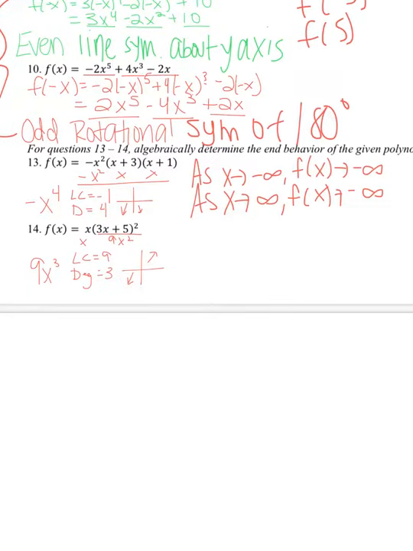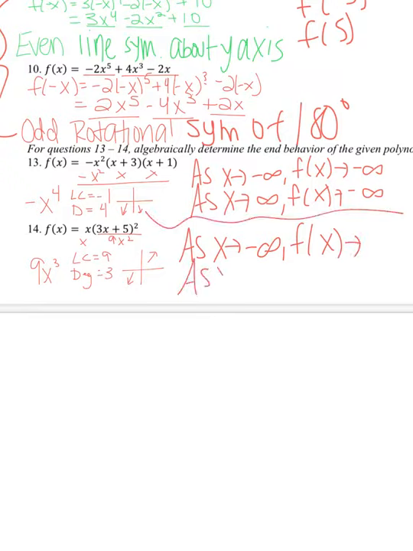So, again, the beginning is the same. As x approaches negative infinity, f of x approaches. And as x approaches positive infinity, f of x approaches. So as x approaches negative infinity, as it goes to the left, my arrow is pointed down. So it goes down to negative infinity. As x approaches positive infinity, as it goes to the right, my arrow is pointed up towards positive infinity.